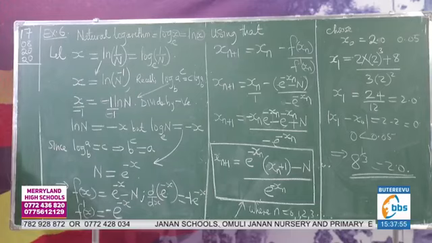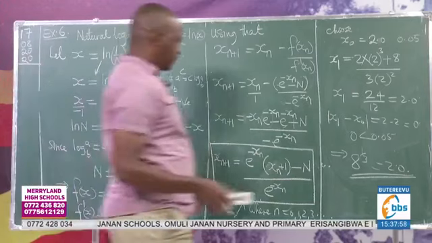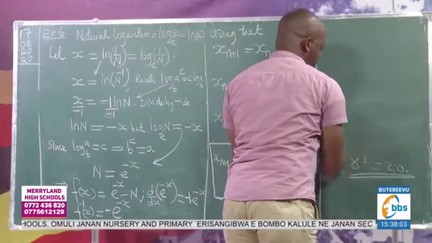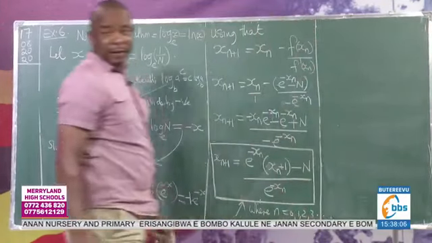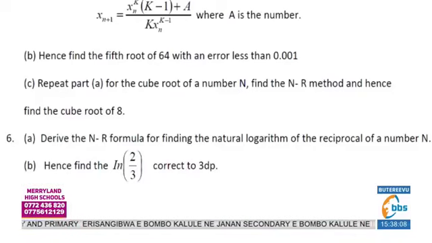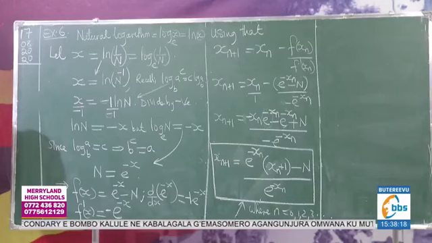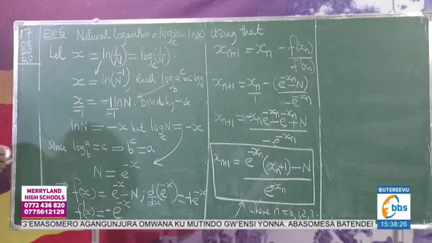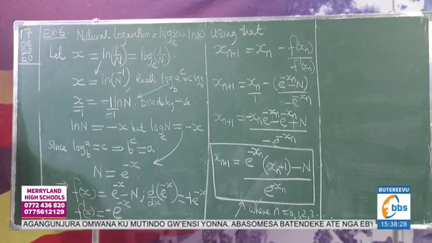That is our expression, but they are telling us that we should find the ln of 2 out of 3 to 3 decimal places. But they are giving us an approximation which I will be sharing with you.